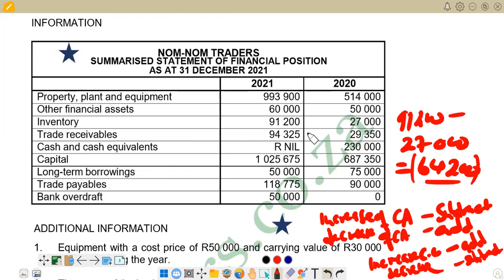Trade receivables is here. We are seeing that trade receivables is also a current asset, and we are seeing an increase here. So we are here on an increase of current asset. It means we are also subtracting here. There's an increase of receivables, which is a current asset. So we are going to say 94,325 to subtract 29,350. So we say 94,325, then we subtract 29,350. So when you make that calculation, we are going to get 64,970.75. So this one also is a negative because it's an increase of the current asset.